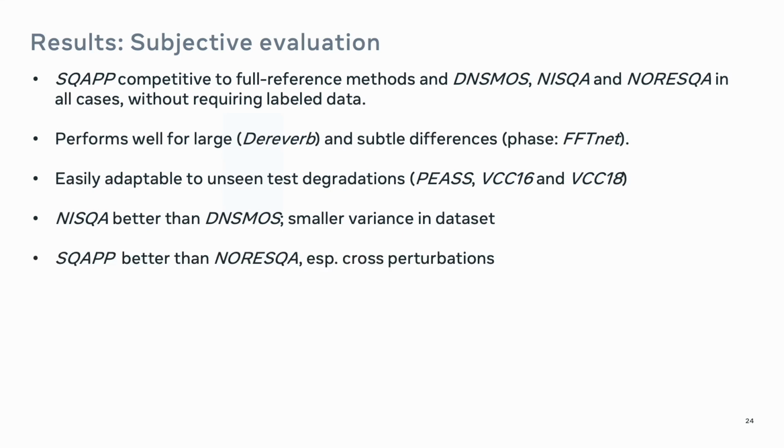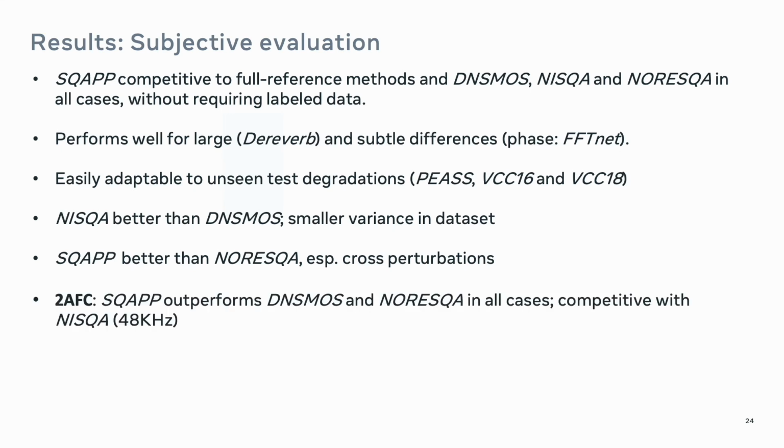We also observe that SQAPP performs better than NORESQA, especially across cross-perturbation comparisons. And finally, looking at the triplet scores, we observe that SQAPP outperforms DNS-MOS and NORESQA in all cases and is extremely competitive with NISQA, even though NISQA works at 48 kHz.